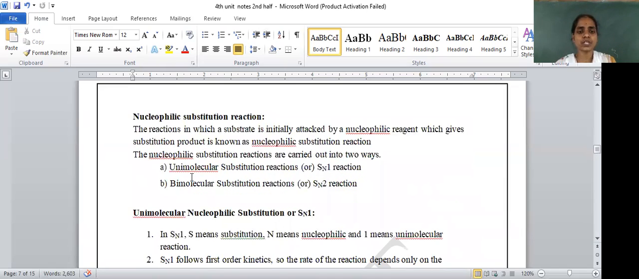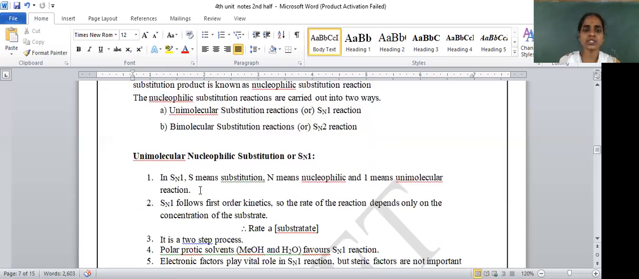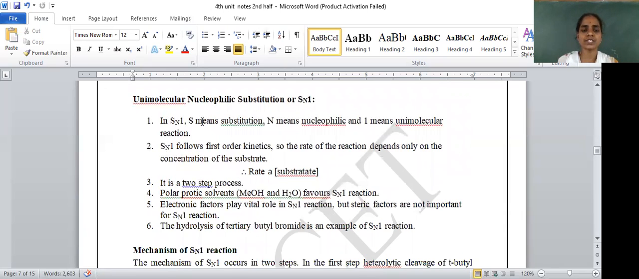A nucleophilic substitution reaction is a reaction where the substrate is attacked by a nucleophilic reagent, giving a product. Based on the steps carried out, it is again of two types, unimolecular and bimolecular substitution reactions. These are the steps involved in the unimolecular one, SN1, where N represents nucleophilic and 1 represents unimolecular.